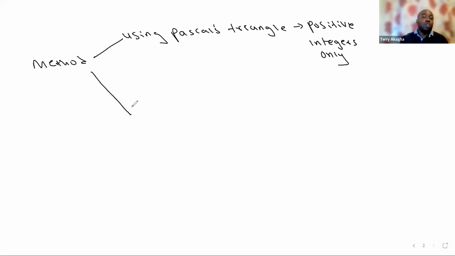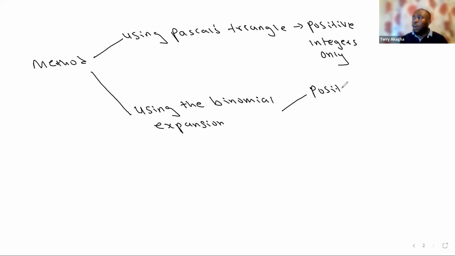Or the second method you could use, you could decide to use the binomial expansion, or using the binomial theorem. So you can call it the binomial expansion theorem. Now, the interesting thing about this is that you can use it for positive powers, and you can also use it for negative powers. So you can either use it for positive powers or you can use it for negative powers.